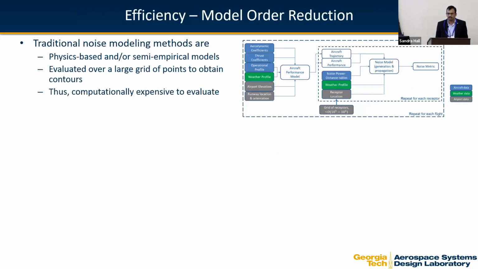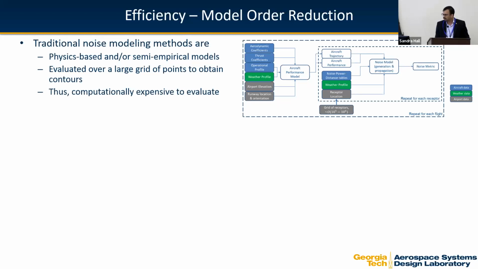So pivoting from the accuracy part of it to the efficiency part of it, this part of the presentation isn't really part of any Ascent program. It's more internal research that we're doing at Georgia Tech. And I'm bringing back the flow chart there just to give an idea of what we talked about a few slides ago, wherein you have to repeat the process across multiple receptors and multiple flights.